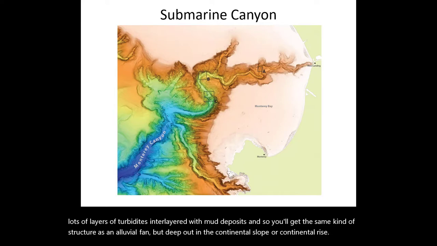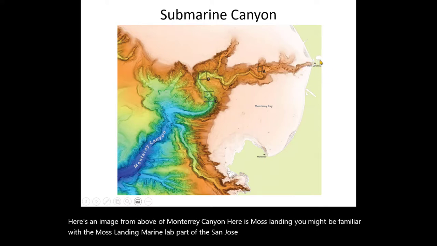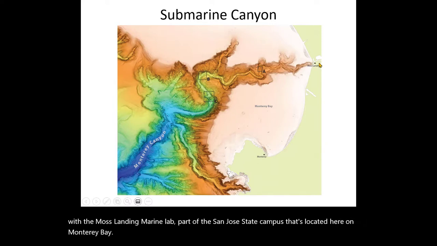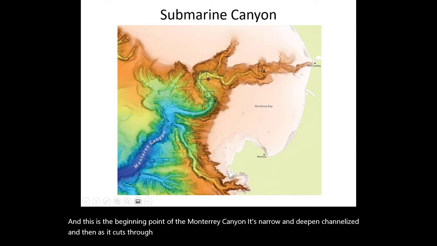Here's an image from above of Monterey Canyon. Here's Moss Landing. You might be familiar with the Moss Landing Marine Lab, part of the San Jose State campus, that's located here on Monterey Bay. And this is the beginning point of the Monterey Canyon. It's narrow and deep and channelized, and then as it cuts through the continental shelf, the continental slope, it opens up onto the continental rise and onto the abyssal plain.